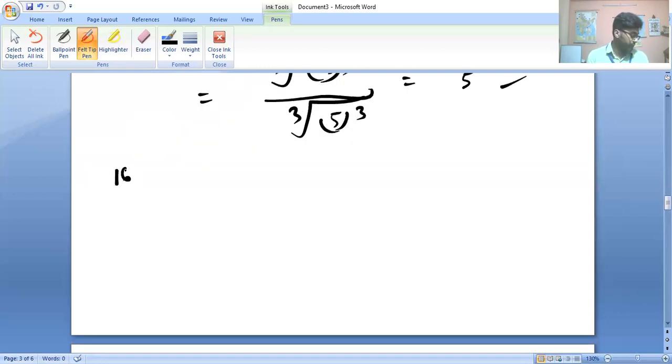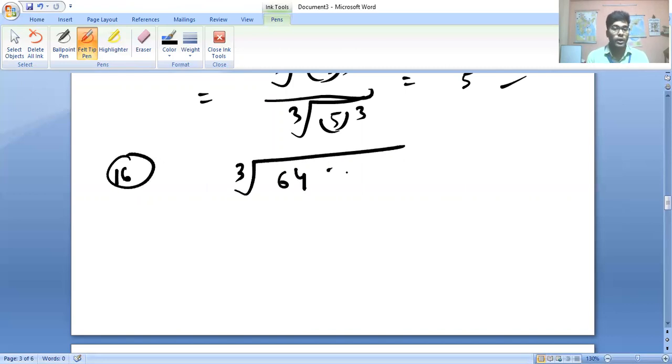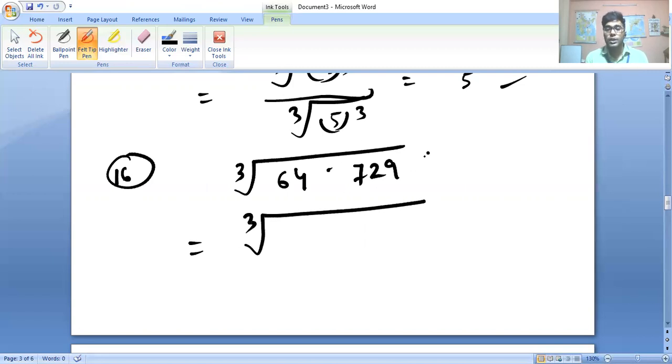So 16, let us do. So cube root of 64 into 729. It's very easy. See, if a product comes, you will represent each of the terms as something whole cube, if it is possible. Sometimes what happens is, it is not possible to represent each of the given numbers as something whole cube. For example, if this comes, 2 into 4. So see, 2 cannot be represented as something whole cube.